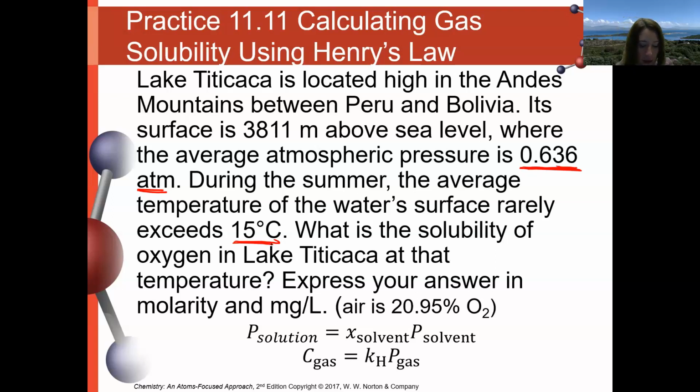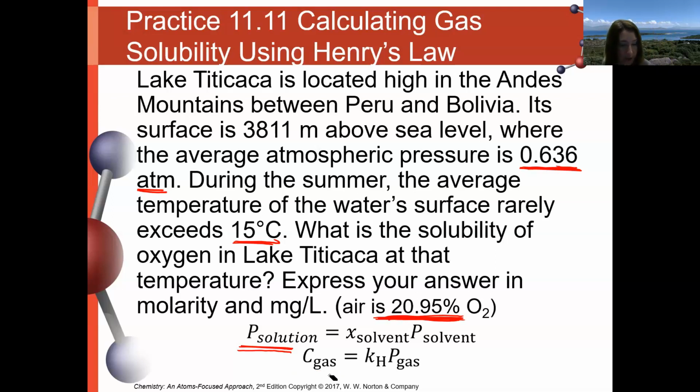Now, this is kind of an important piece here. Air is about 20% oxygen. So the air we breathe is about 20% oxygen. Okay, so how are we going to do this? Well, we need to figure out what the pressure is above the solution. And it says air is 20.95% oxygen. And then we need to figure out the solubility of the gas.